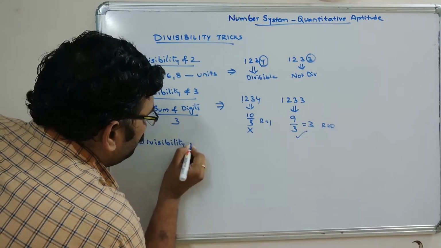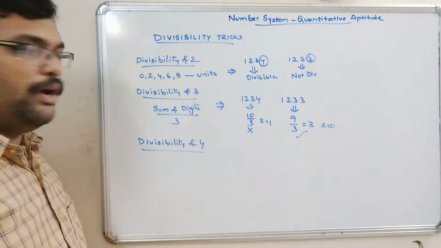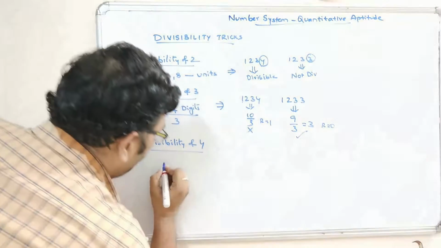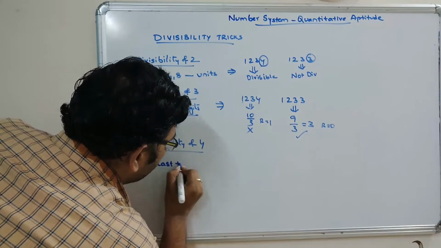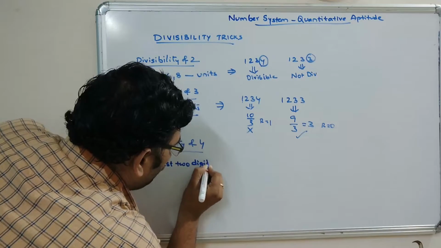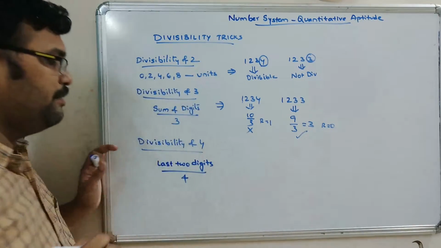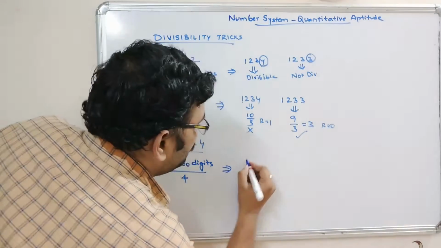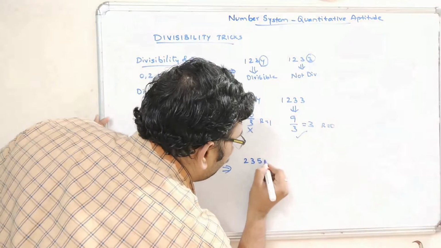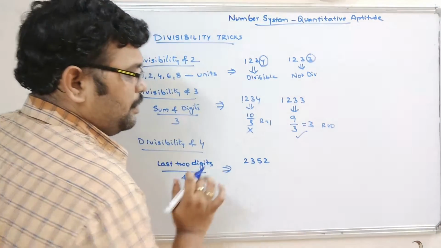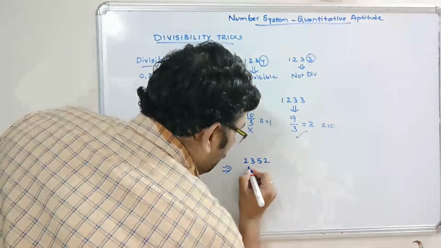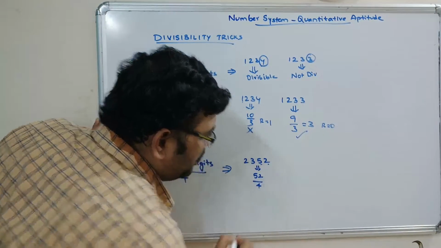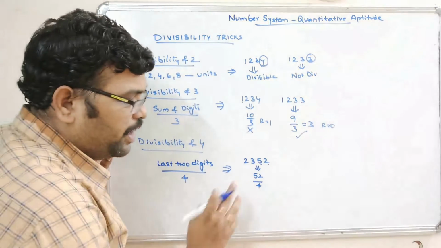Next, divisibility of 4. Now we have to find whether the given number is divisible by 4 or not. For that, just take the last 2 digits, and if these last 2 digits are divisible by 4, that implies the given number is divisible by 4. For example, let us take 2, 3, 5, 2. What are the last two digits? 52. It should be divided by 4.